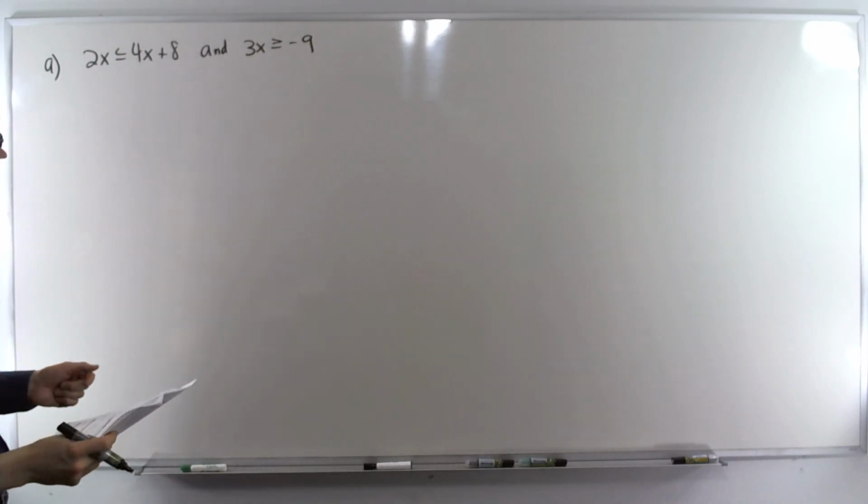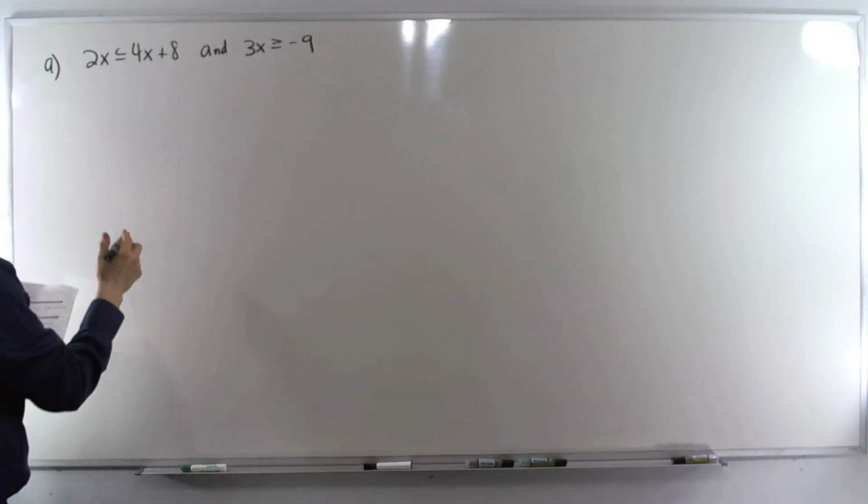Part A. We've got an and, so that is an intersection. We're going to solve these.